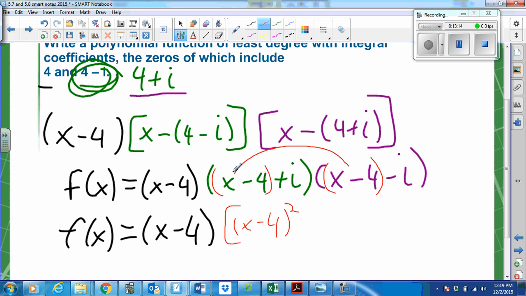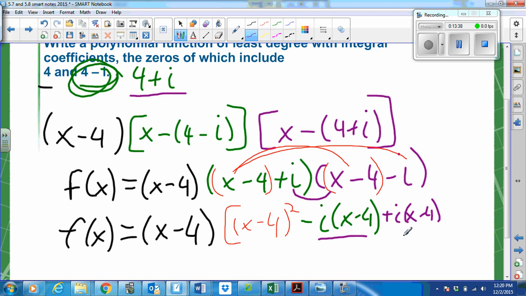If I do this green x minus 4 times minus i, I would get minus i times x minus 4. Then when I do the green i times the purple x minus 4, we're going to get plus i times x minus 4. If you look at this and this, those two cancel each other out. And then the last thing we're going to get is i times negative i, so we get minus i squared.